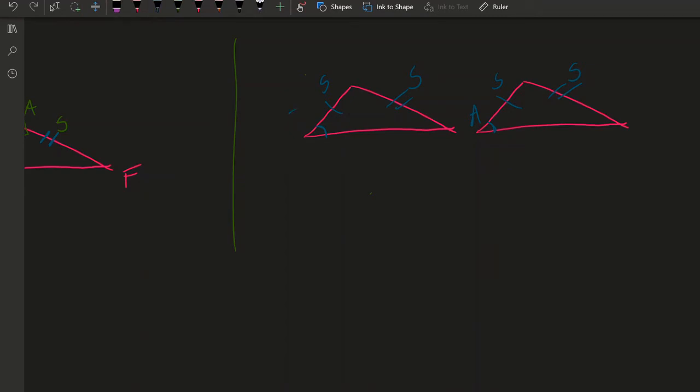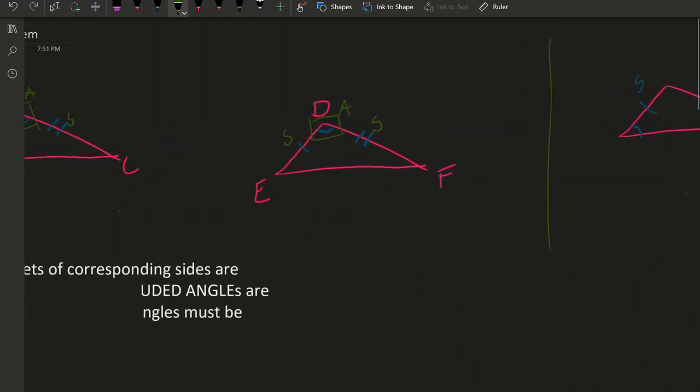In the same way, if I were to move it to say over here, this would be side side angle. And side side angle does not work. So remember, it has to be side angle side, not side side angle, and not angle side side.